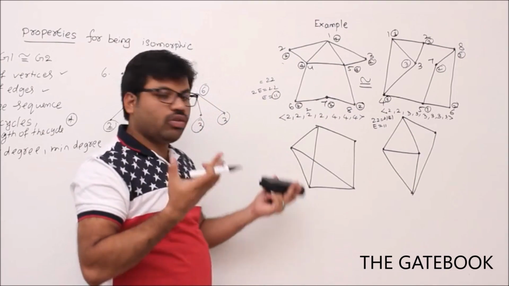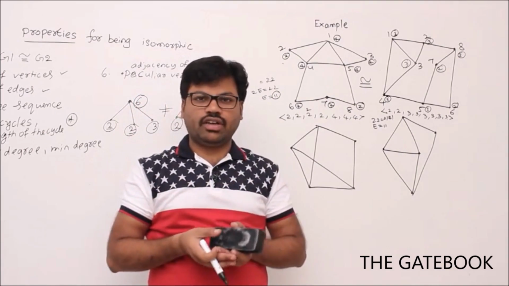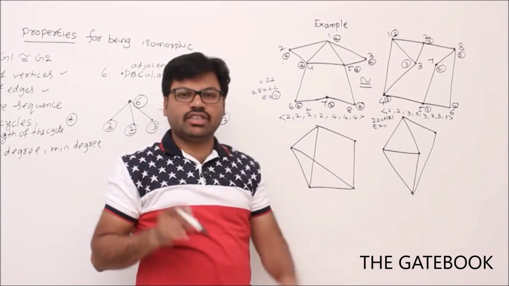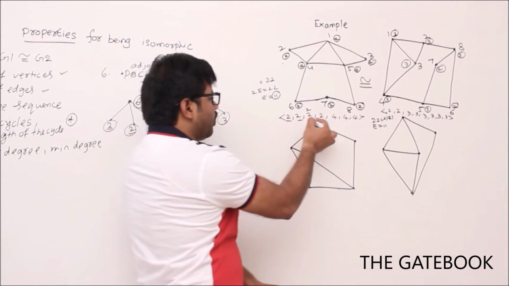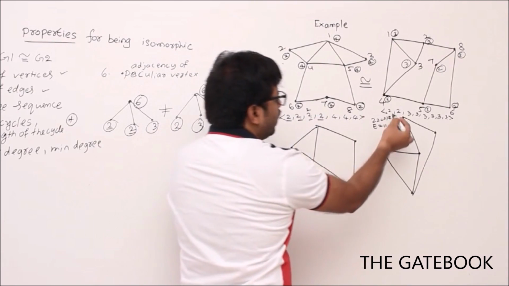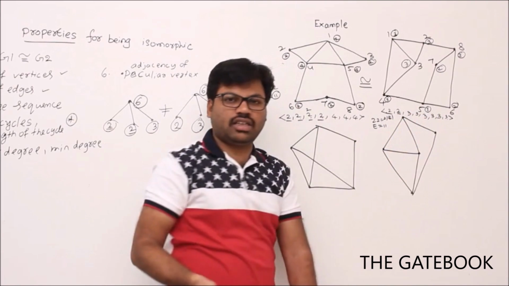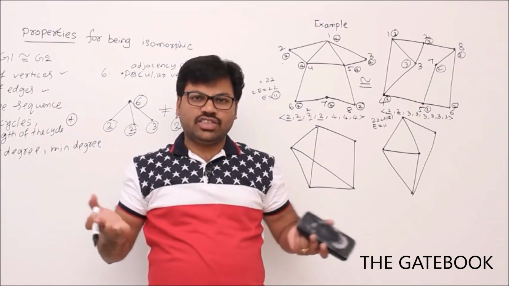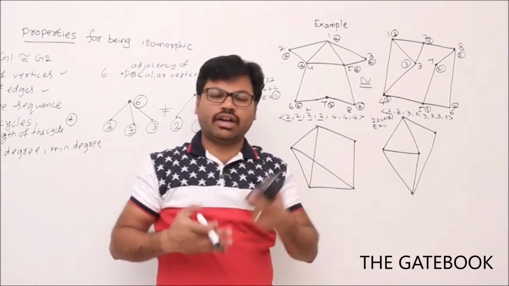Sir, why are you counting number of edges in so difficult way? Why not you count like this, 1, 2? But here I observed the degree sequence also, right? So if you see the degree sequence, it is 2, 2, 2, 2. Here it is 2, 2, but followed by 3, 3, 3, 3. When degree sequence is different, then graphs cannot be isomorphic. That's why these two graphs are not isomorphic.